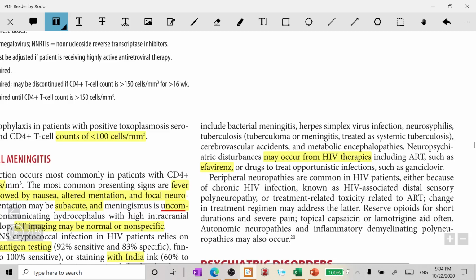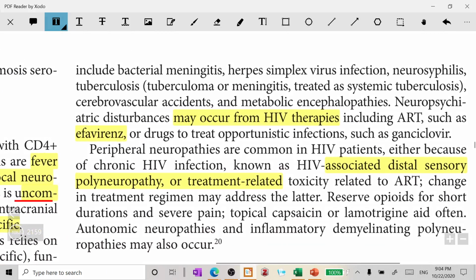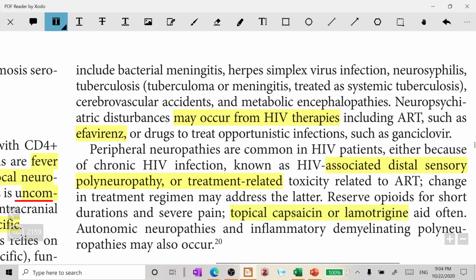Neuropsychiatric disturbances may occur from HIV therapies, including ART, or from IV drugs or other drug therapies. Peripheral neuropathies are common, either because of chronic infection, HIV-associated distal sensory polyneuropathy, or treatment-related toxicity. A change in the treatment regimen may address the latter. Reserve opioids for short duration and severe pain, and topical capsaicin or lamotrigine may aid in treating these conditions. Autonomic neuropathies and inflammatory demyelinating polyneuropathies may also occur.